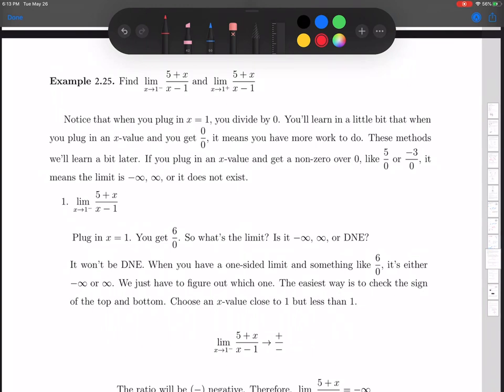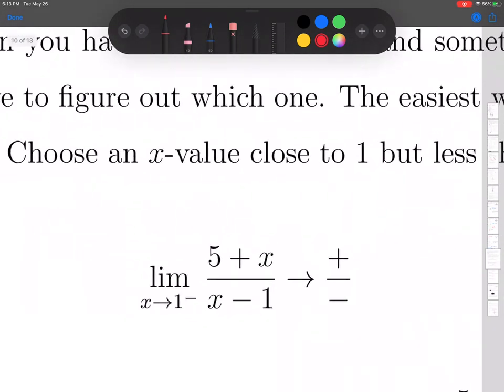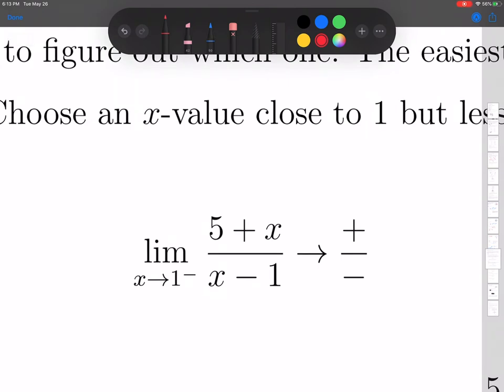So the easiest way to do this is to check the sign of the top and the bottom, or the sign of the denominator and the numerator, or whichever way you want to think about it. What we want to do is choose an x value that's very, very close to 1. Why 1? Well, because remember, that's what we're looking at. We're looking at what's happening when x approaches 1, specifically from the left, right? Okay, so here we go. I'm going to zoom in here.